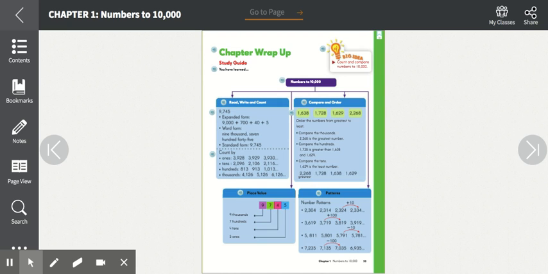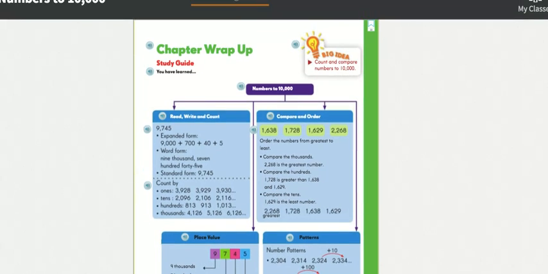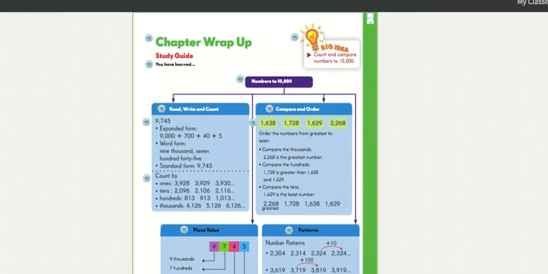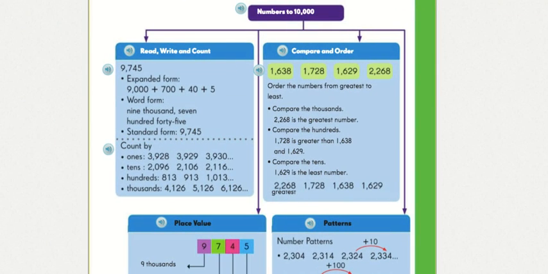Hi, third graders. Today we're going to look at a chapter review in the math series that we have. So far, we have learned to count and compare numbers up to 10,000. I'm going to zoom in a little bit on one of the concepts to read, write, and count.